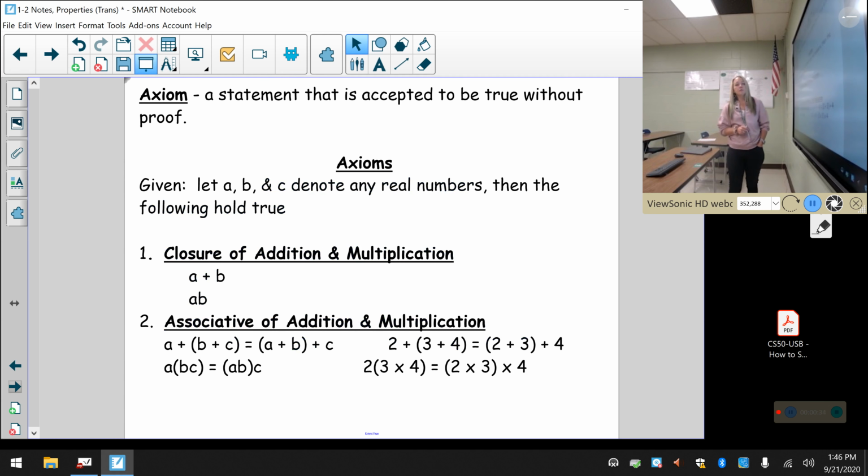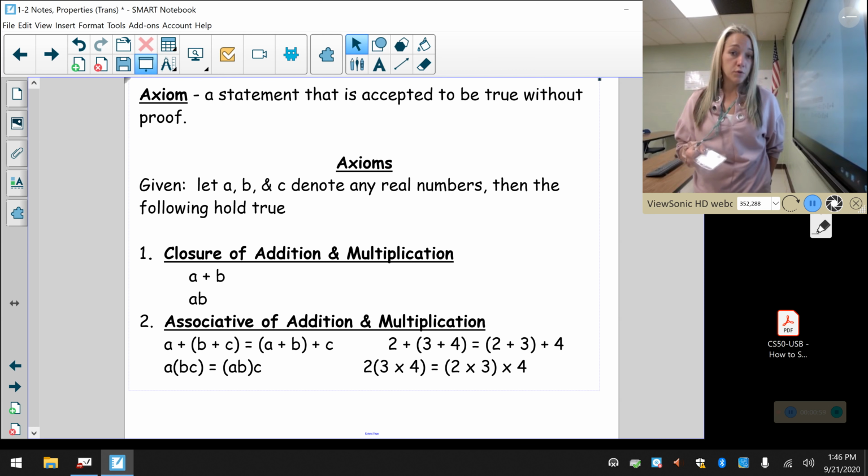All right, an axiom, first of all, when you hear this, an axiom is just a statement that is accepted to be true without proof. Okay, a statement that's accepted to be true without proof. So given these following things, A, B, and C denote any real number, the following would be true. The closure of addition and multiplication. Basically, this is just a rule in math that we assume to be true.